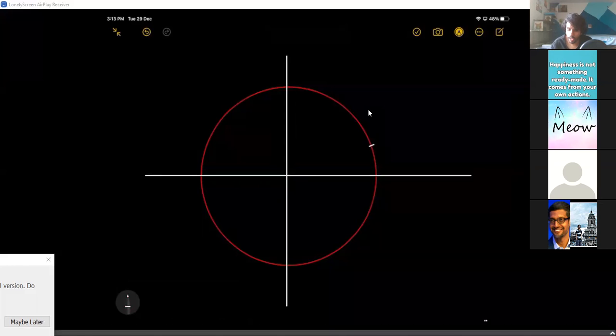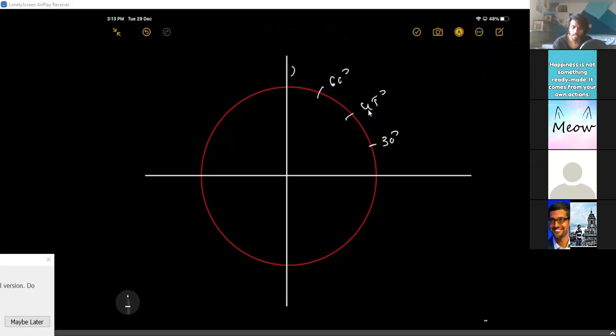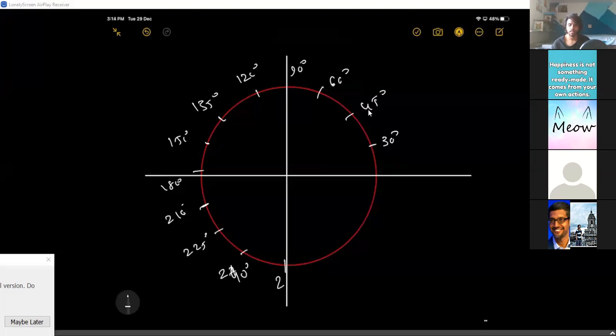So all the angles I'm mentioning again: 30 degrees, 45 degrees, 60 degrees, 90 degrees, 120 degrees, 135 degrees, 150, 180, 210, 225, 240, 270, 300, 315, 330, 360, which is also 0. So all these values must be remembered.